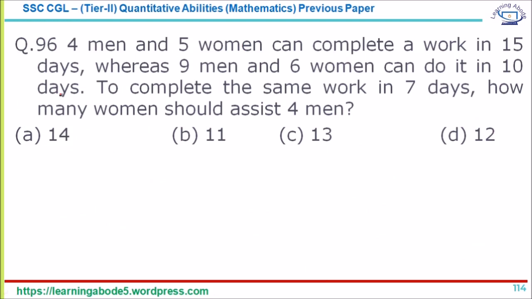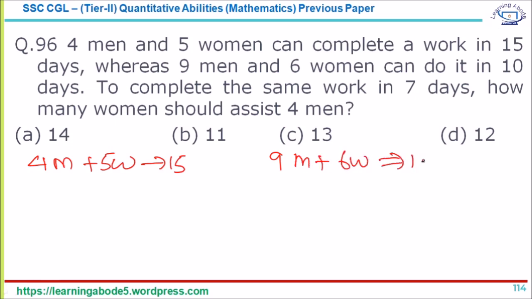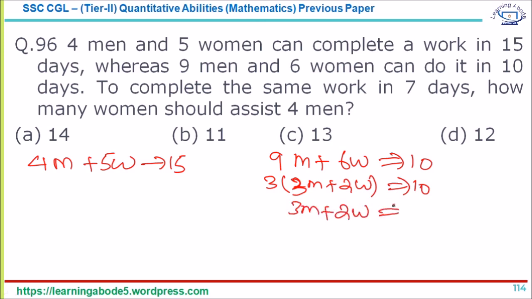Now question number 96. 4 men and 5 women can complete a work in 15 days. So 4 men and 5 women, they can complete a task in 15 days. 9 men and 6 women, they can complete a task in 10 days. Now if I take this 3 common outside, I have 3 into 2 men and 3 men and 2 women, they can complete a task in 10 days, which means I can write 3 men and 2 women, they can complete a task in 30 days. Okay, so that's one relationship.